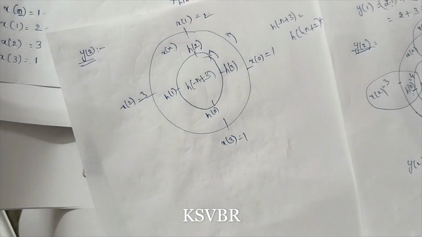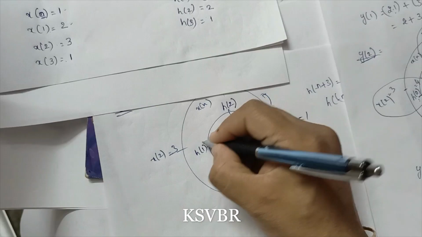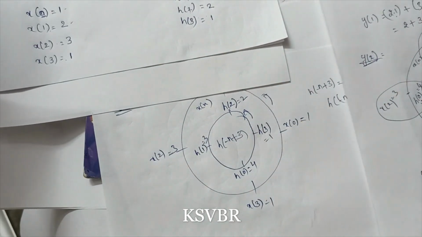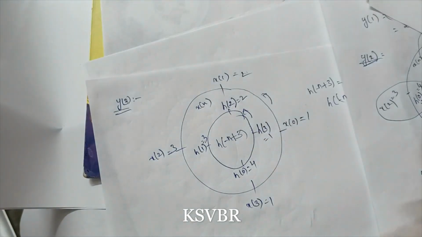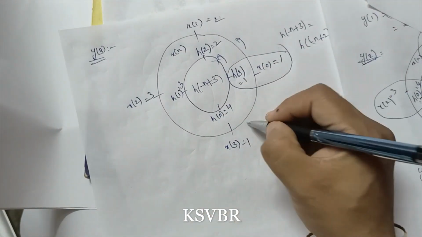Okay. So now again keep these points handy, and substitute h of 0 equal to 4, h of 1 is equal to 3, h of 2 equal to 2, h of 3 is equal to 1. Okay. So now we have to overlap these points.